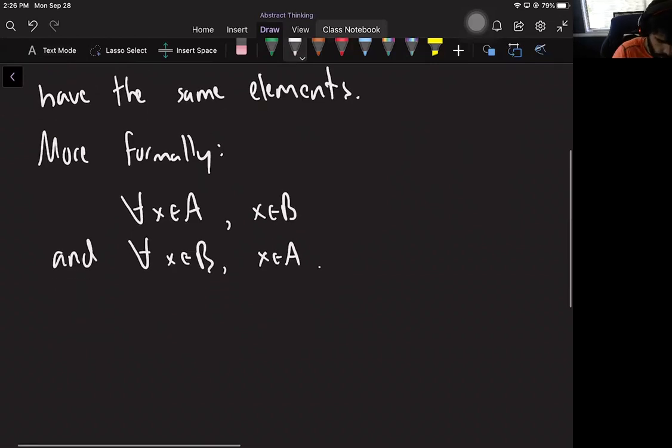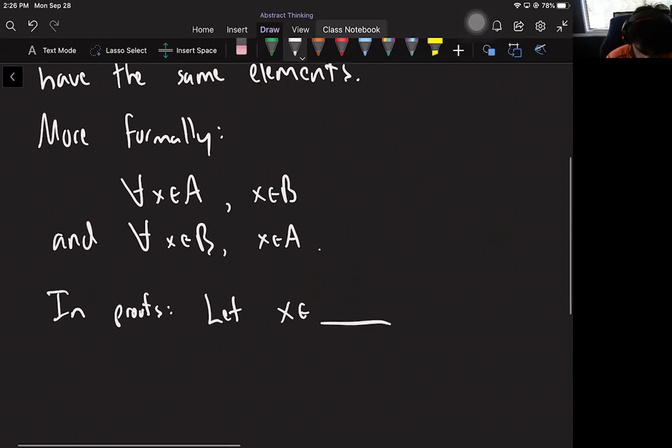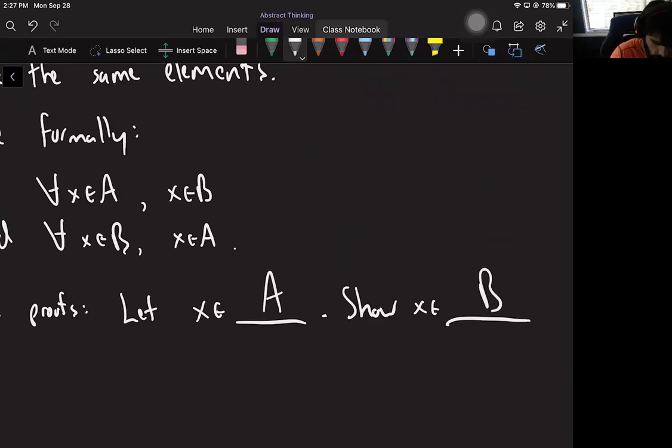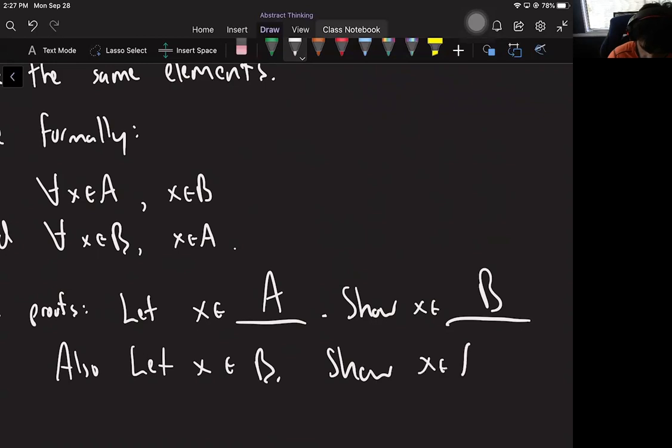So in proofs, you'll very often do something like this. You'll write something like let x be in blank, whatever set you're trying to show is equal to some other set, show that x is in the other blank that you're trying to show is equal to the first blank. So here it would just be A and B, and then you would also do the reverse: let x be in B, show x is in A. So that's how the proofs are going to go when you're trying to show that two sets are equal.